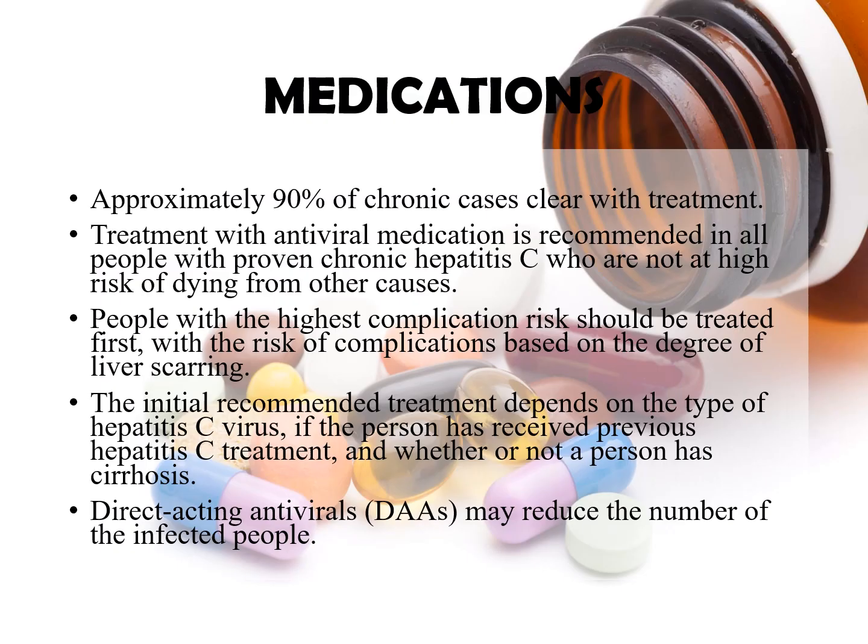Medications. Approximately 90% of chronic cases clear with treatment. Treatment with antiviral medication is recommended in all people with proven chronic hepatitis C who are not at high risk of dying from other causes. People at high risk of complications should be treated first, based on the degree of liver scarring. The initial recommended treatment depends on the type of the hepatitis C virus, if the person has received previous hepatitis C treatment, and whether or not a person has cirrhosis.